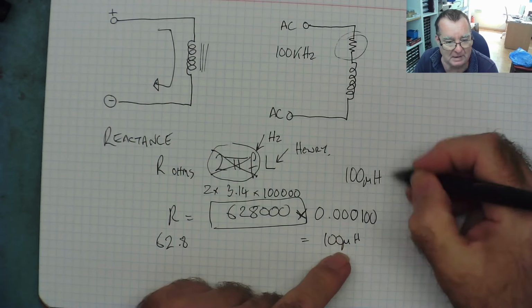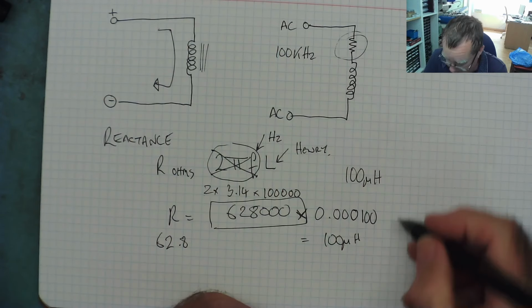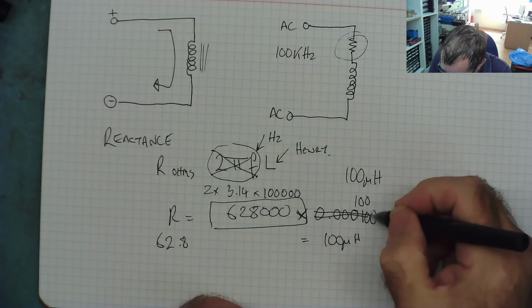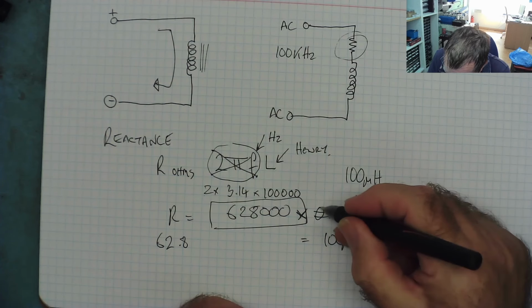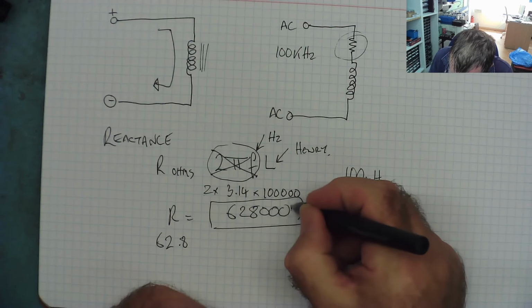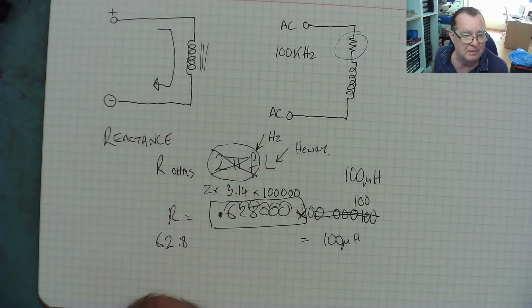If we just want the value in microhenries, 100 microhenries, we can get rid of that, and that becomes 100. And now we've got to move some decimal points: 1, 2, 3, 4, 5, 6. The decimal point is now there.